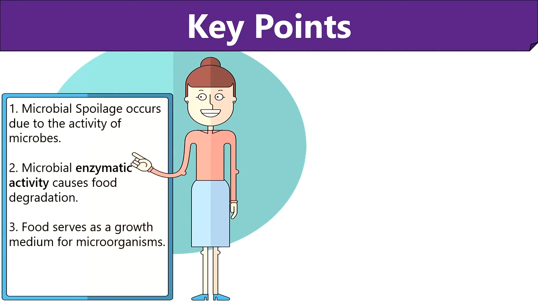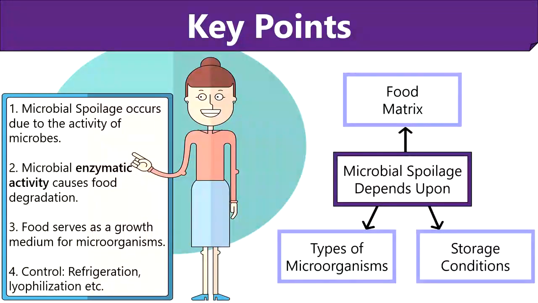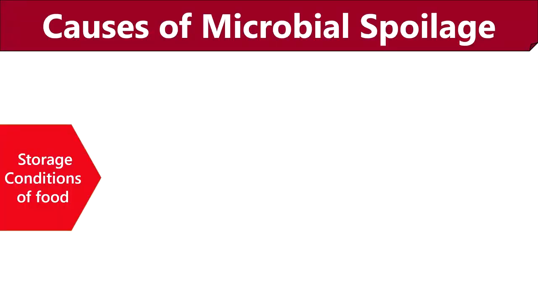Food serves as a growth medium for microorganisms as it contains proteins, carbohydrates, and lipids that are utilized by the microorganisms. Microbial food spoilage can be controlled by techniques like refrigeration, lyophilization, and by adding preservatives. Microbial spoilage depends upon factors like the food matrix, meaning the physical and chemical properties of food, then the type of microorganisms, and the food storage conditions. Now we will study the causes of microbial food spoilage.